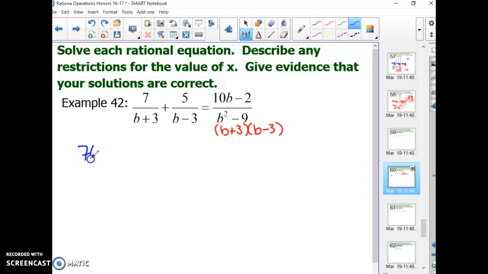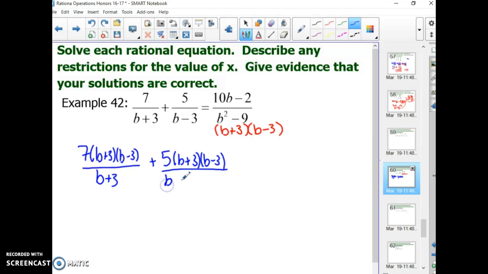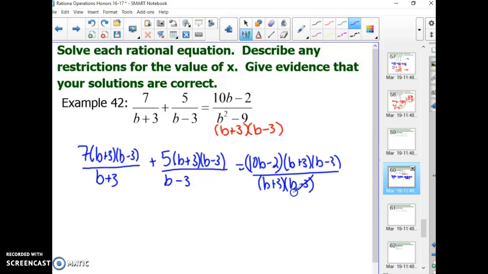So 7, and I get this B plus 3, B minus 3, all over B plus 3. Add 5. So I get that B plus 3, B minus 3, all over B minus 3 is equal to 10B minus 2 times B plus 3, B minus 3, all over B plus 3, B minus 3. Okay, cancels out. Zoom, zoom, zoom. So I get 10B minus 2 right there.